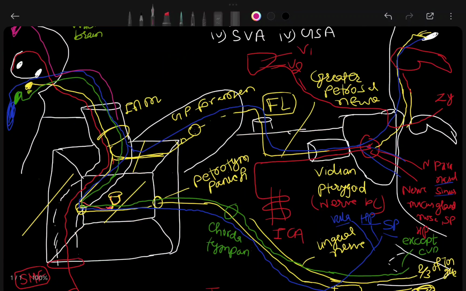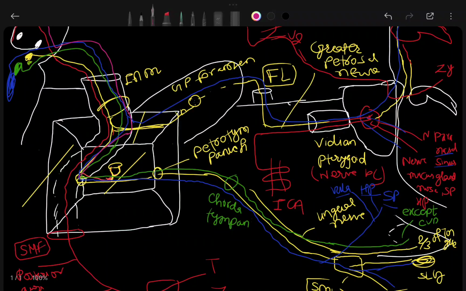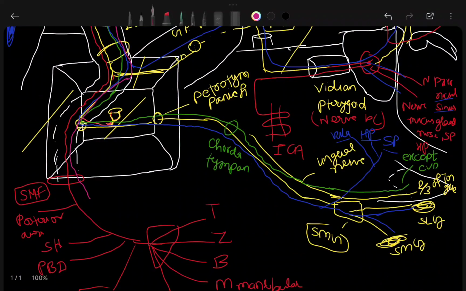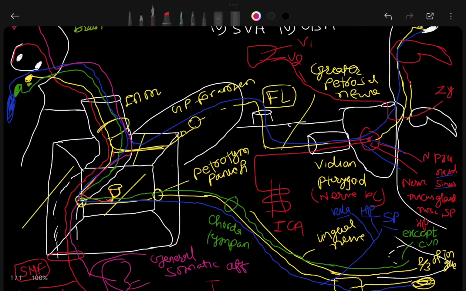Again, it comes in the facial canal and follows the facial canal to come out, and carries general somatic sensation, general somatic afferent from the outer part of the ear, that is the external ear. We have discussed all these four components of the facial nerve.